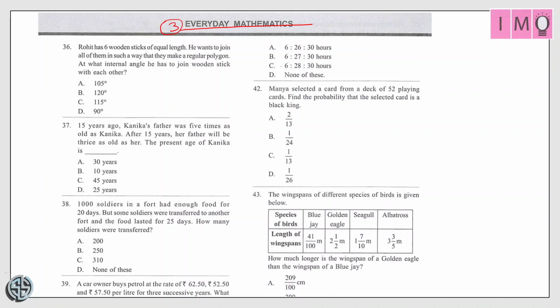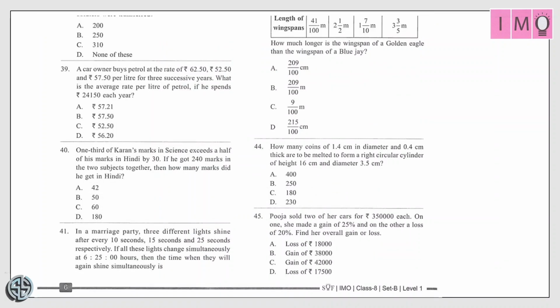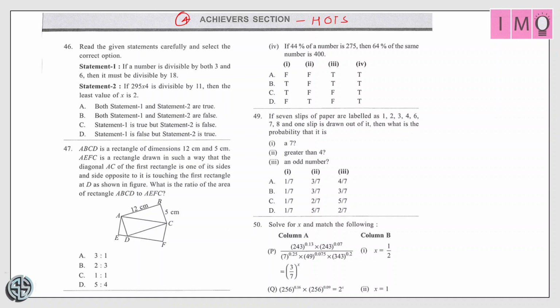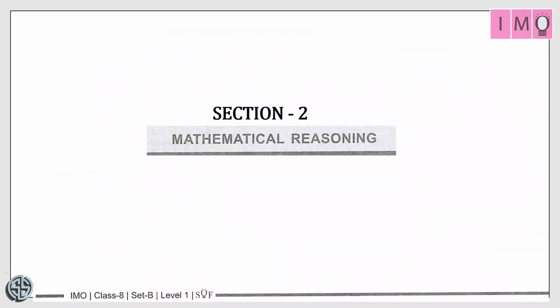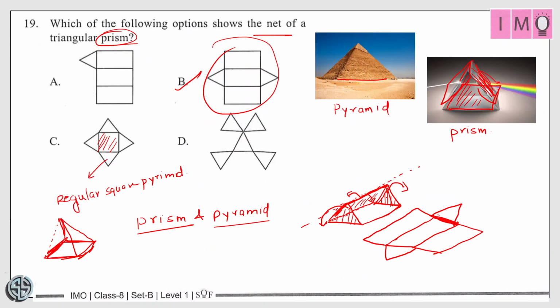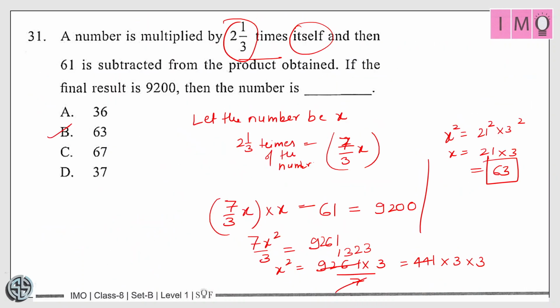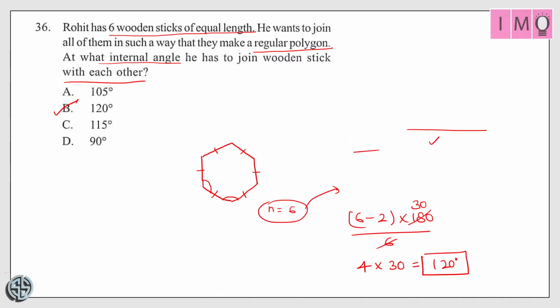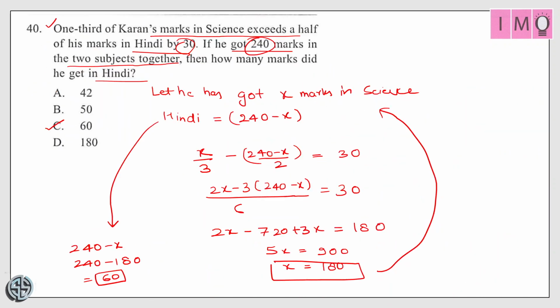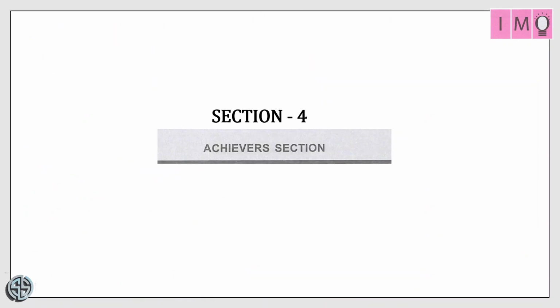Section 2 and section 3 we have completed in our previous videos. In this video we'll be solving the Achiever section. It comprises only 5 questions, but the weightage is more. Each question will carry 3 marks, so we'll be taking each of the questions separately. We will start from question number 46 and solve up to 50. We have solved section 2 fully in detail, and we have also solved section 3, everyday mathematics, in detail. Now we will be on section 4, which is the Achiever section. So let's start.